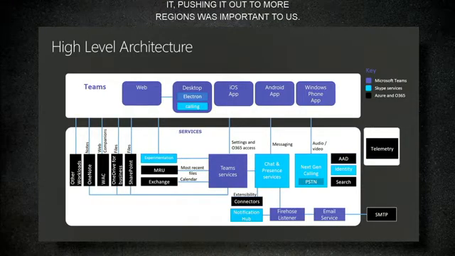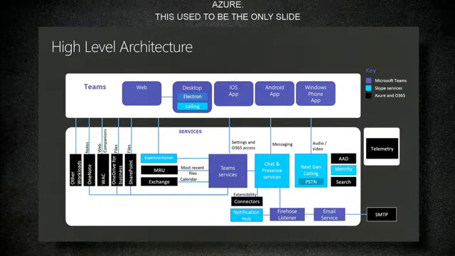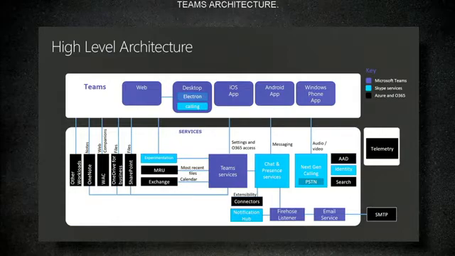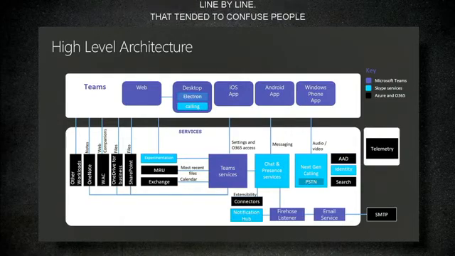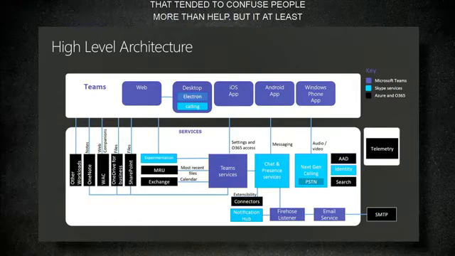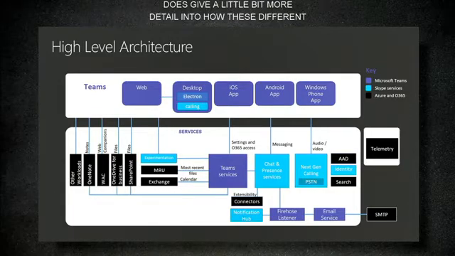This used to be the only slide we showed when we talked about Teams architecture. This used to be it. We had literally just spent an hour going line by line. That tended to confuse people more than help. But it at least does give a little bit more detail into how these different pieces communicate with each other. So we have the Teams services there in the middle. That's the dozen or so microservices that we call our middle tier.